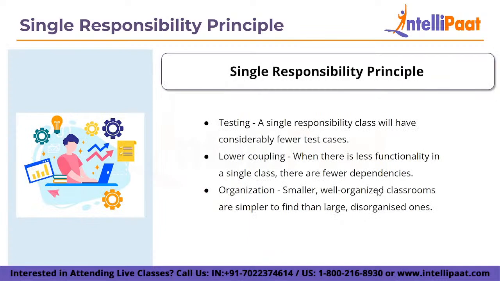The first one is testing. A single responsibility class will have considerably fewer test cases. Second, it would have lower coupling. When there is less functionality in a single class, there are fewer dependencies. The third is organization. Smaller, well-organized classes are simpler to find than a large and disorganized one. Let us look at an example to further comprehend this notion.